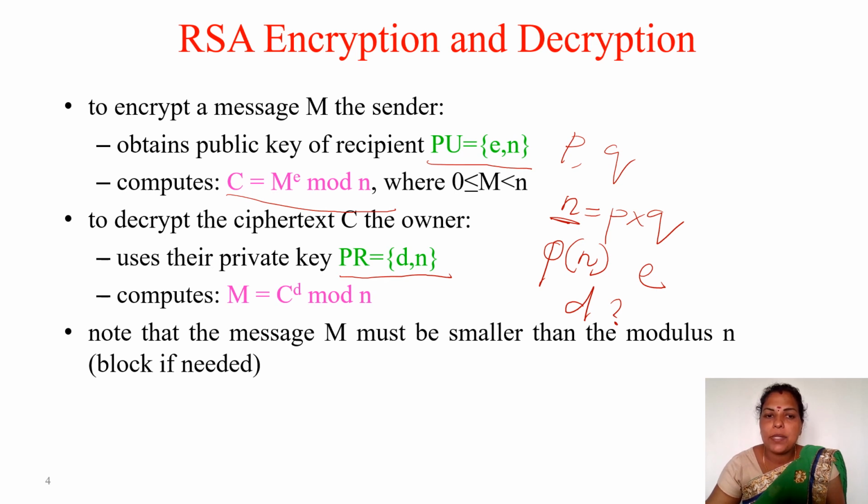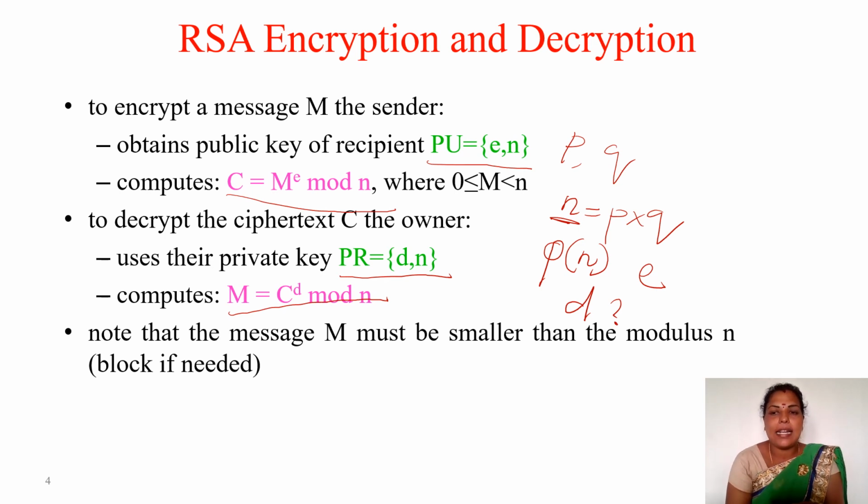So the decryption process, that is the computation, is M equal to C power D mod N. Here we have to note that the message M must be smaller than the modulus N, blocked if needed. So we always have to check this condition, whether the message M is smaller than mod N or not. Only then, if needed, we split it into different blocks. Then we apply this RSA algorithm.